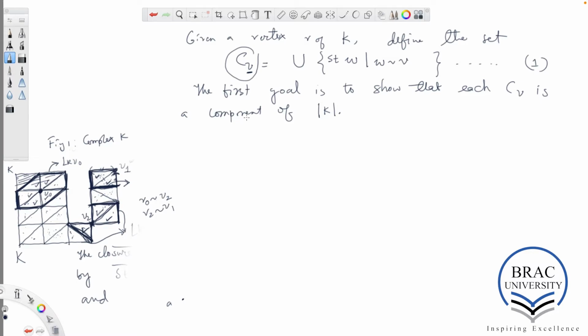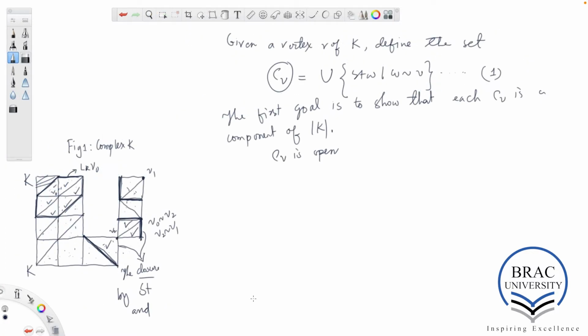First of all, note that CV defined by equation 1 is an open set because it's the union of open sets, and we know that the union of any collection of open sets is open from our knowledge of point set topology, right? Now we show that CV defined by equation number 1 is path connected.